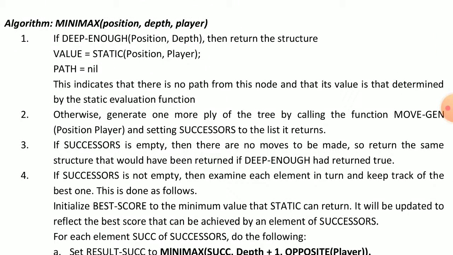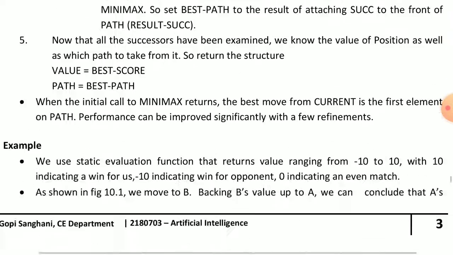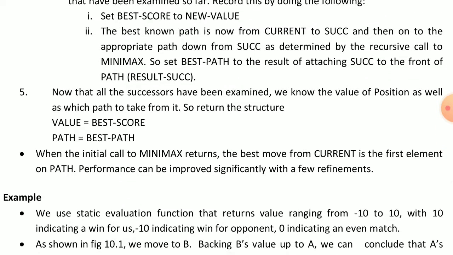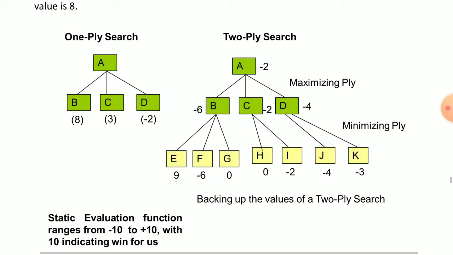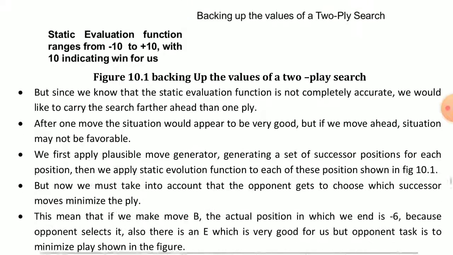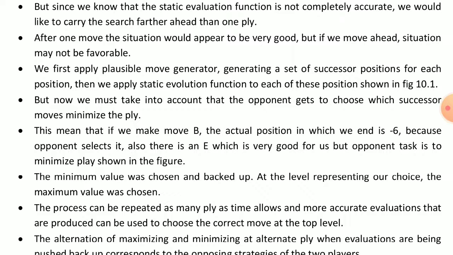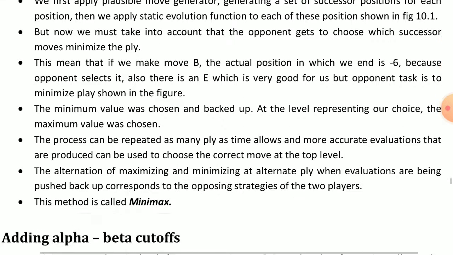In this minimax algorithm, a total of 5 steps are given, and we learned the example. In this example, one tree is generated, and we can take two different situations. +10 means we are the winner, -10 means the opposite player is the winner, and 0 means nobody is the winner. We learned this example in detail.